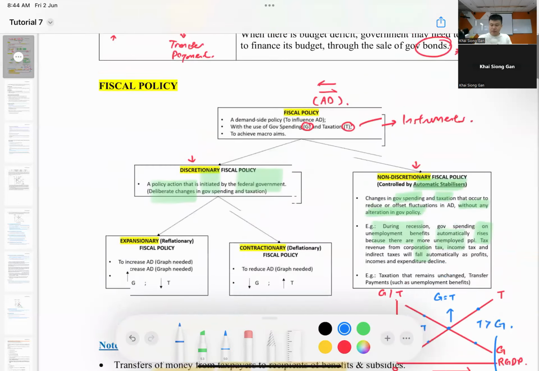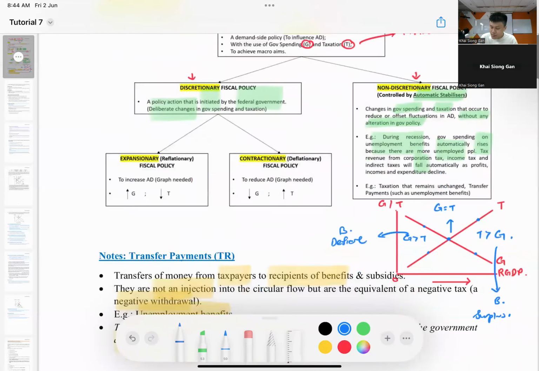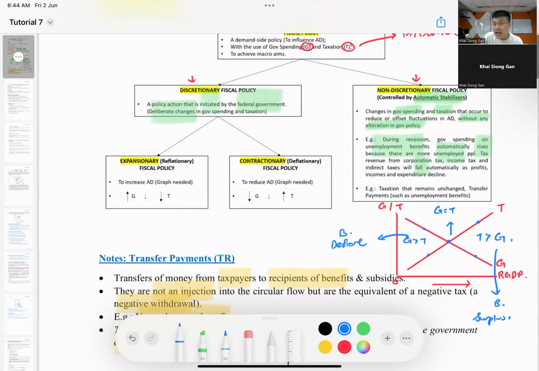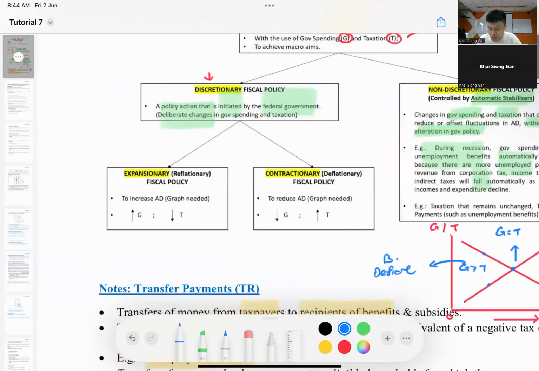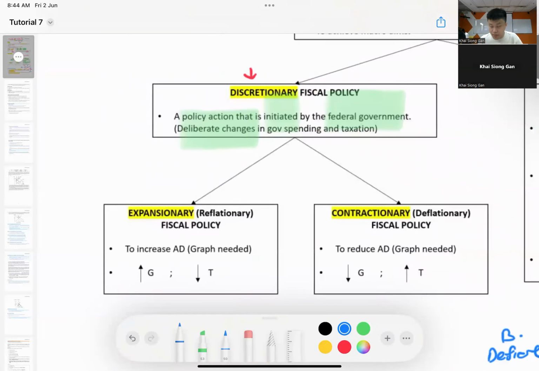Okay, it's what we talked about just now. So that's non-discretionary. In the exam, they might love to ask you for examples. So very simple, you can use state benefits, unemployment benefits. Those are examples of non-discretionary fiscal policy. Or the current tax system, let's say if they set 10% sales tax, 10% service tax, that itself is a non-discretionary one. But if today the government changes from 6% to 10%, that is what we call discretionary fiscal policy, which we are going to talk about.